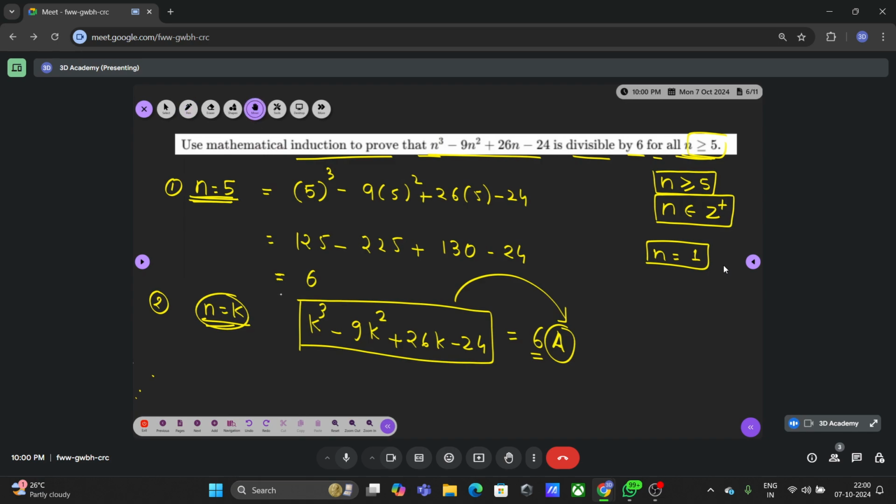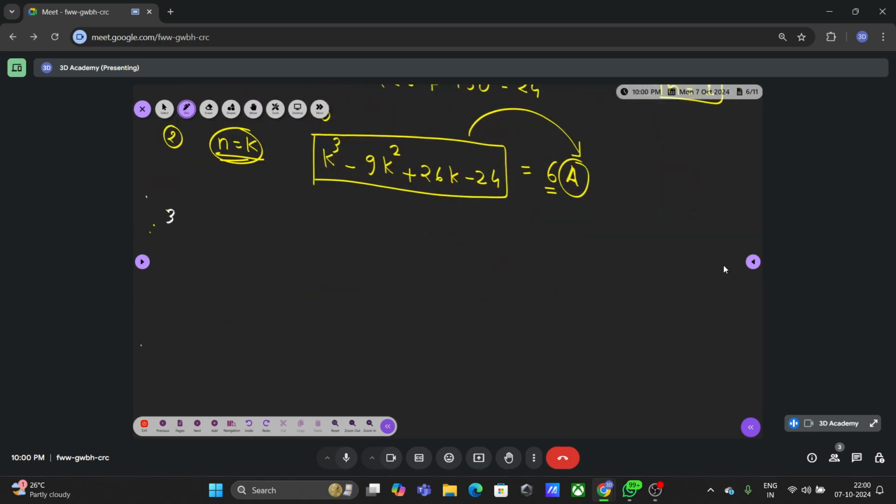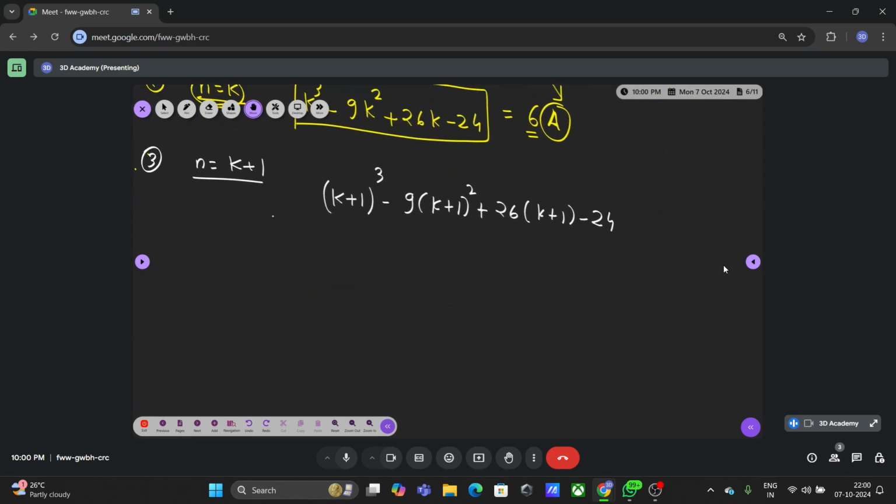Now in the next step, what do we do? In the next step, this is the third step, I will put n equals k plus 1. Correct? So my second step expression will get converted into k plus 1 whole cube minus 9 times k plus 1 whole square plus 26 times k plus 1 minus 24. Correct? I got this step. Now what will I do in this? I will expand the brackets.